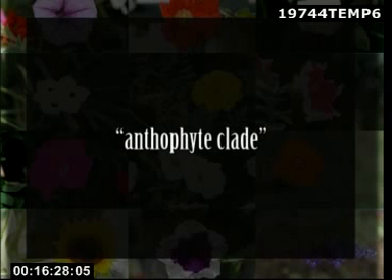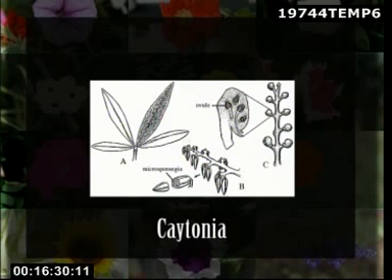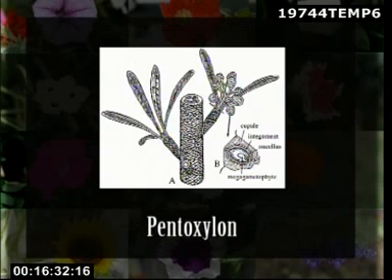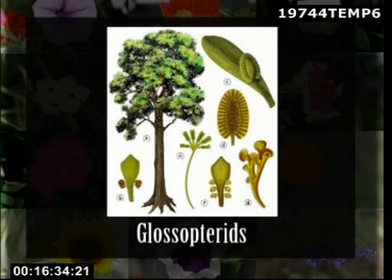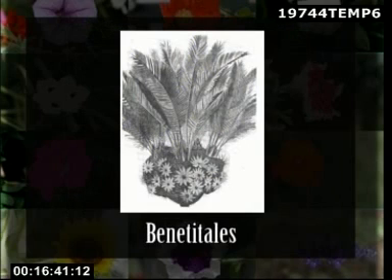In this clade, Caytonia is sister to the angiosperms, followed by Bennettitales, Pentoxylon and Glossopterids. Hence, fossils such as Caytonia and Bennettitales may be the closest relatives of angiosperms. However, the recent discovery that Gnetophytes and Bennettitales share features suggests that further attention be given to circumscribing and evaluating a revised Anthophyte clade.